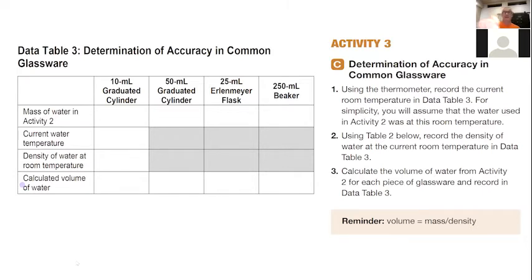Then we're going to find, there's a table right in the directions that tell you what the density of the water is. And then that will help you calculate the actual volume of water in each one of the four. Okay.